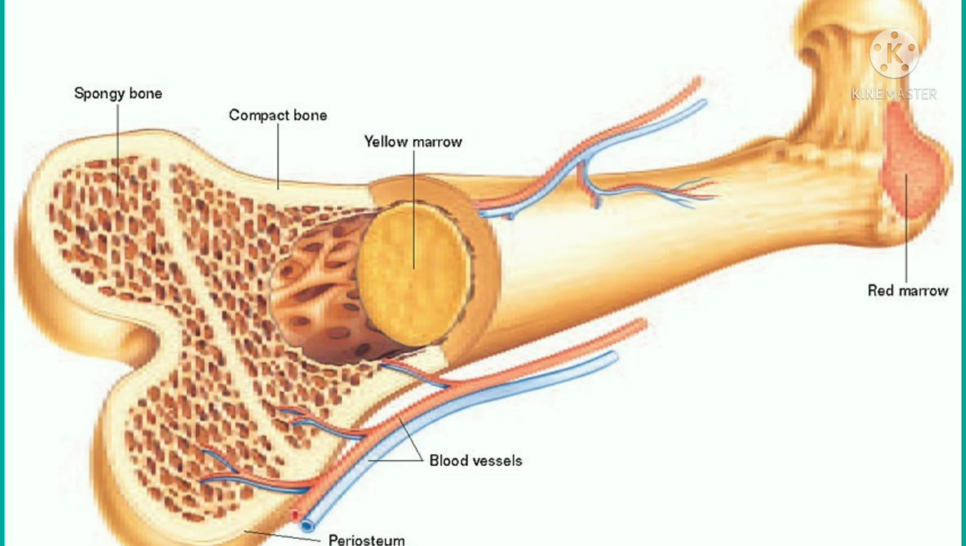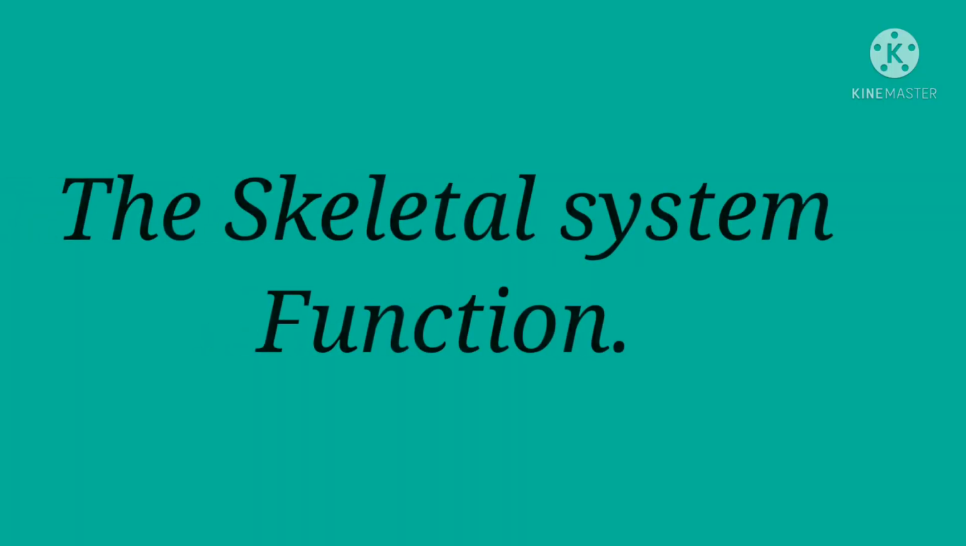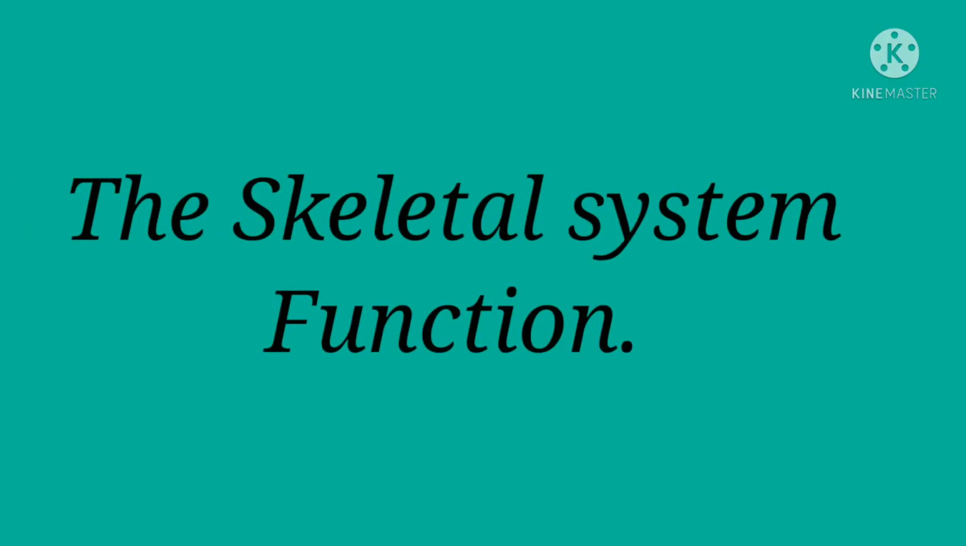Inside the bones are bone marrows that are very important for the body to manufacture blood cells. Bone marrows are of two types, the red bone marrow and the yellow bone marrow. The red bone marrow is found in the humerus, femur, pelvis, and vertebrae, while the yellow bone marrow is found in many other bones. The human skeletal system has several important functions.